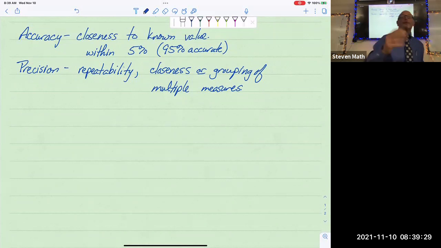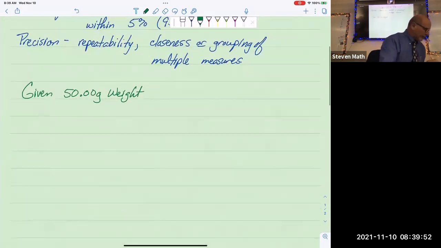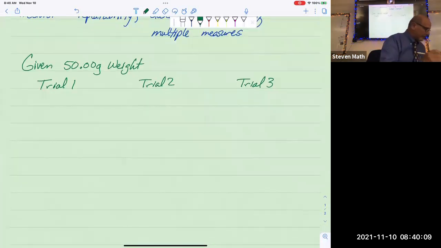But let's talk about numbers because we are going to weigh things in here. Excuse me. We're going to mass. We've got balances out there. So suppose, put this in green and say, given a 50.00 gram weight. We know that, it says it on there. And we do 3 trials. Trial 1, trial 2, trial 3. So we know we can have some discussion of accuracy and precision.